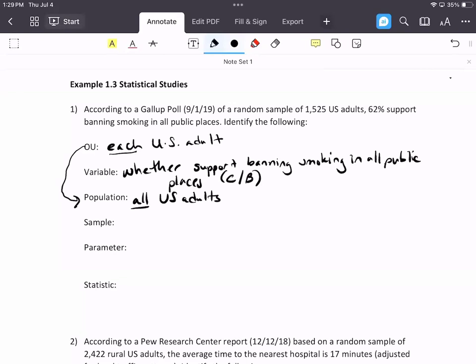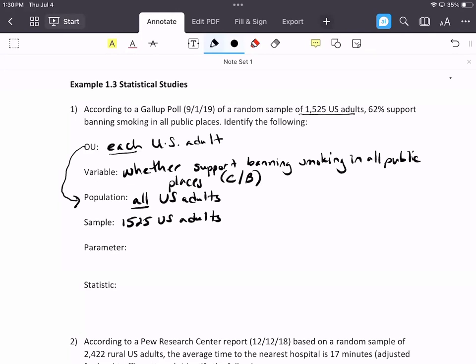You may be like, why couldn't I just say each adult? Why do I need US? Well, the US views smoking differently than a lot of other countries do. And if they took a sample based on just US adults, we can't say anything about how they feel about smoking, for instance, in France. What is the sample? Well, the sample, we're told, is 1,525 US adults. If I asked sample size, the sample size would be 1,525. But when you're asked for the sample, we want more than just a number.